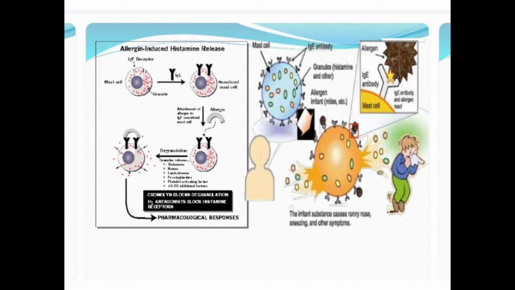Now this picture shows how allergen induced histamine release. First, you can see mast cells and IgE receptors, and then the attachment and degranulation effects.